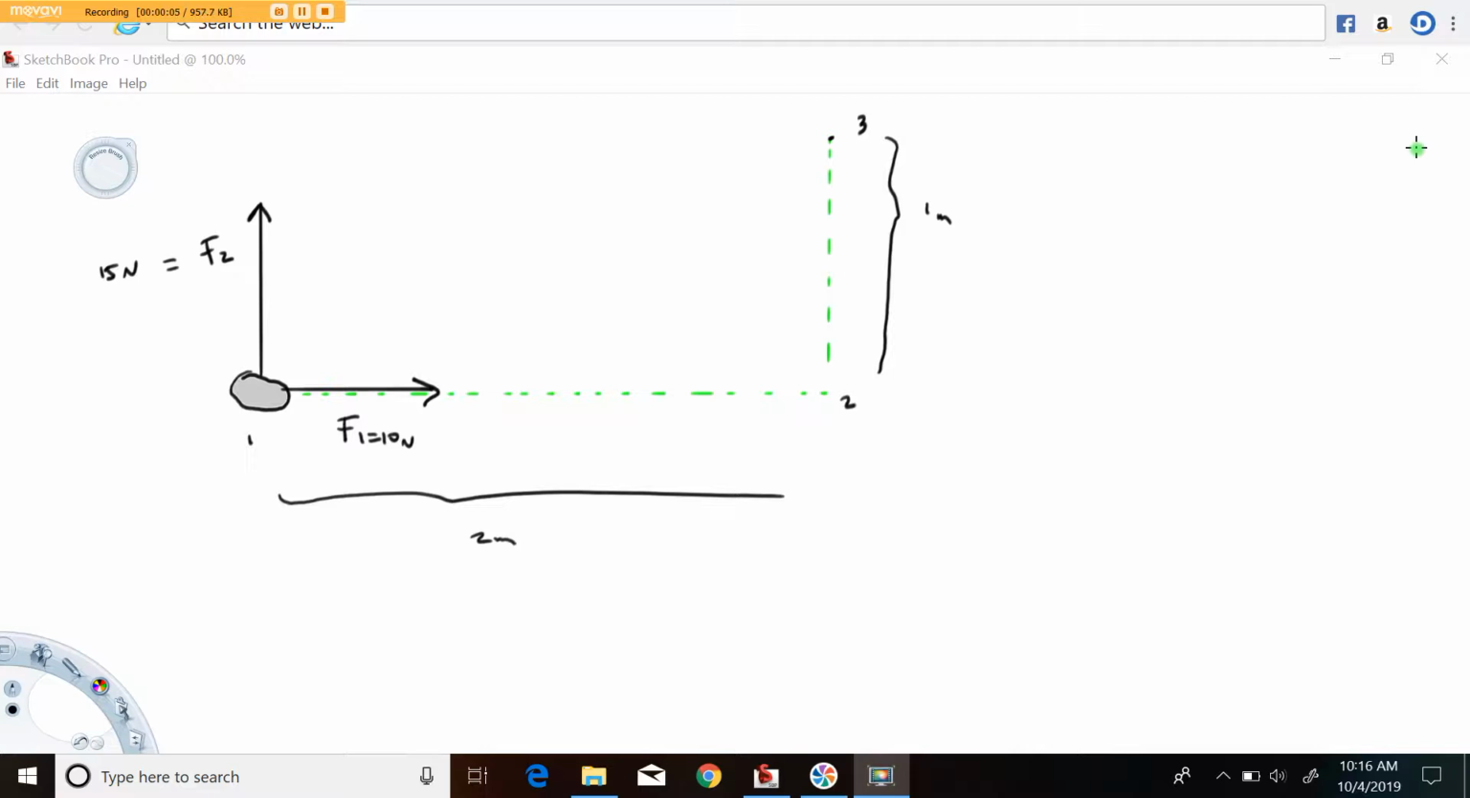I'm making this video to help you understand the path-dependent nature of work terms and how you calculate the work done by forces along a path. And this is just meant to be an introductory video.